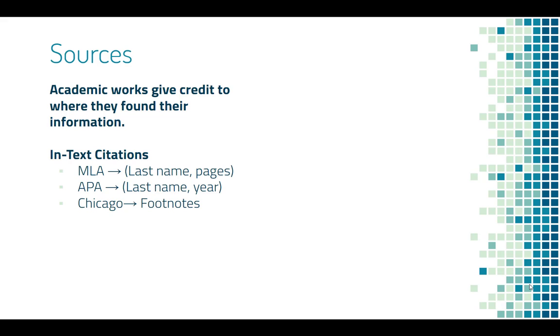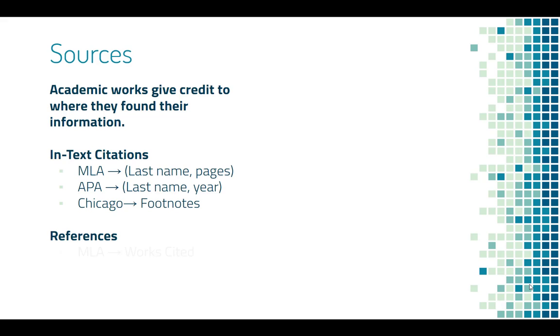In Chicago style, we have footnotes, where a quotation or a paraphrasing or information that is mentioned within the body of the work is followed by a number, which at the bottom of the page is associated with a longer explanation or a citation of where the information came from.